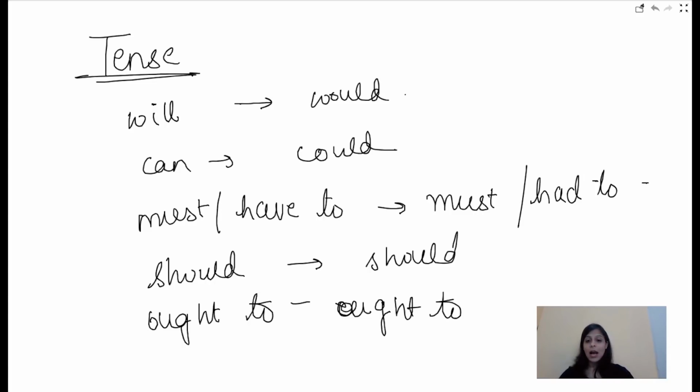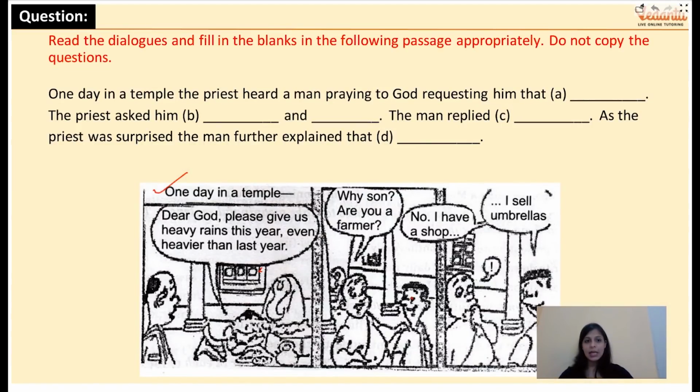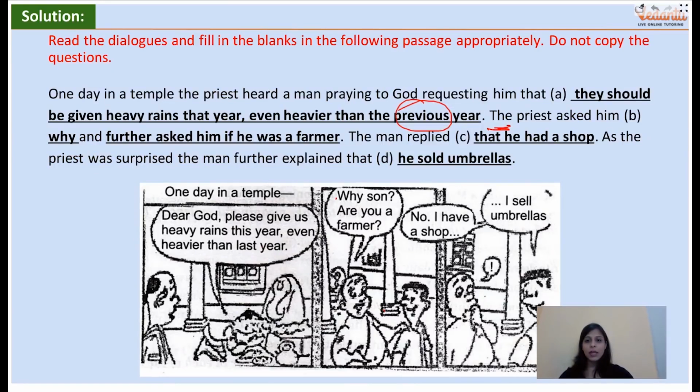It is ought to. I hope these things stay with you for long when we talk about the direct and the reported speech. So please take care of these little minute things and we'll get back to that passage. Now see, what is this? Like I told you, what things you have to take care of. The heavy rains this year gets converted, this is going to be that. Heavier rains than last year gets converted, of course I told you, the last week, anything, the year before or maybe the previous year.